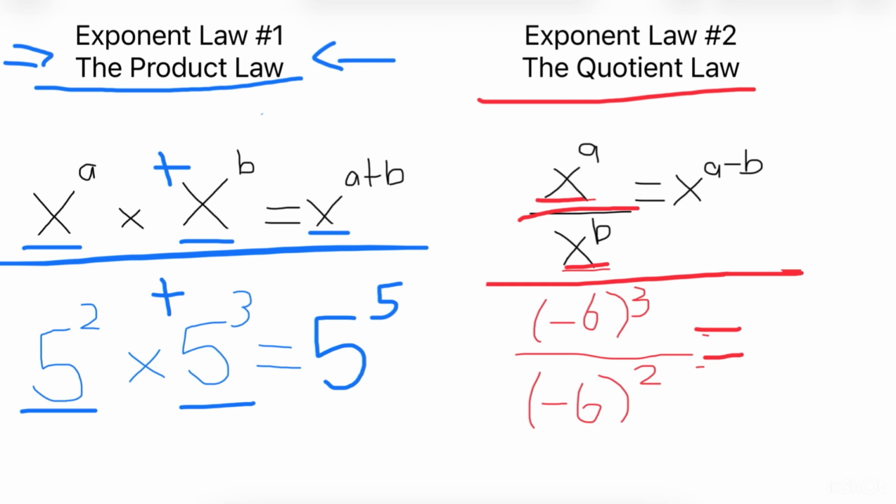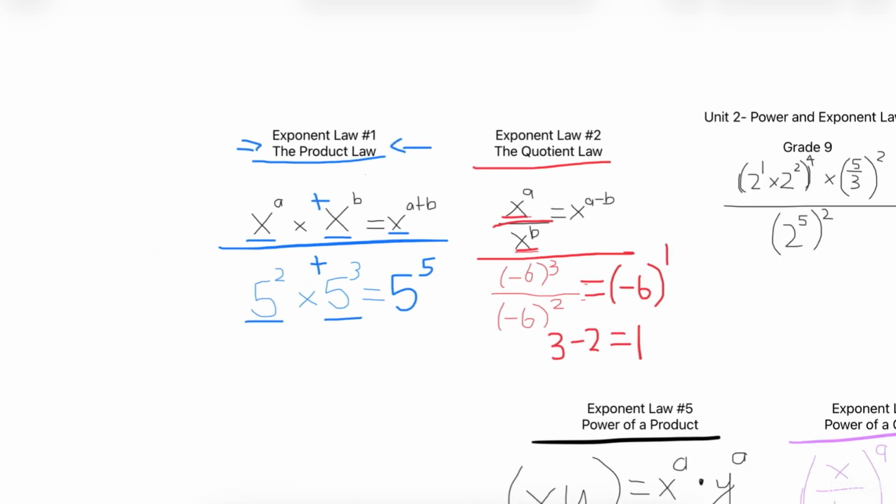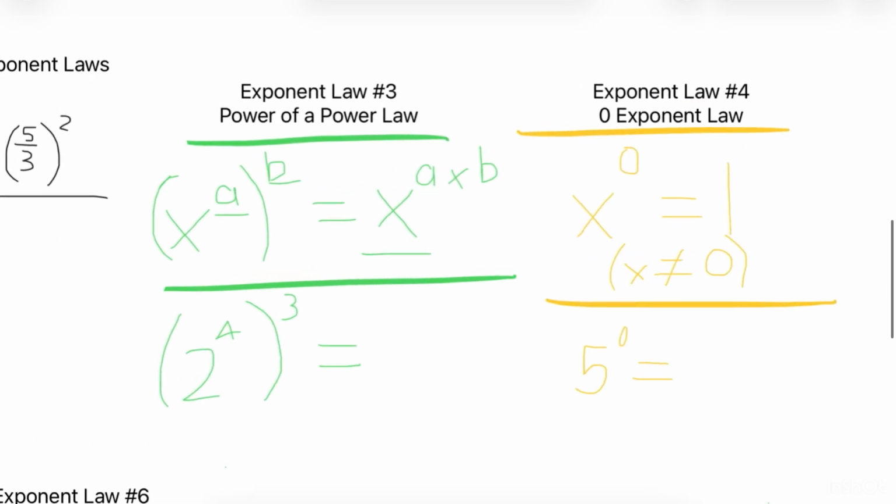So this question states (negative x) cubed divided by (negative x) squared. Now how would you solve this question? Well, according to the quotient law, you're dividing two numbers with the exact same base, so you subtract the exponents. So first you keep the base the same, negative x, and now you take the exponent of the numerator, 3, minus the exponent of the denominator, 2, and you get 1. So your final answer will just be negative x. Now let's move on to exponent law 3 and exponent law 4.